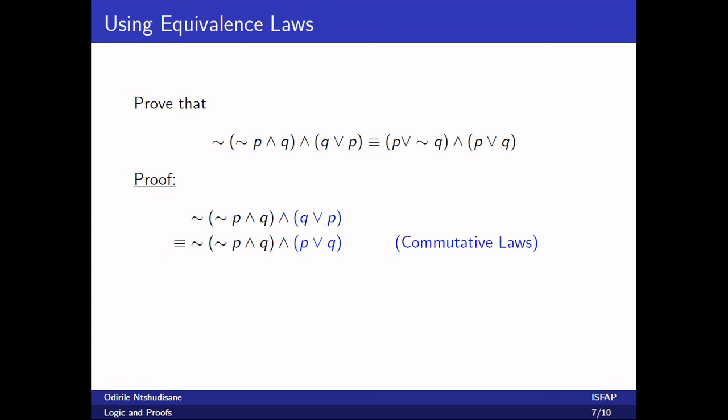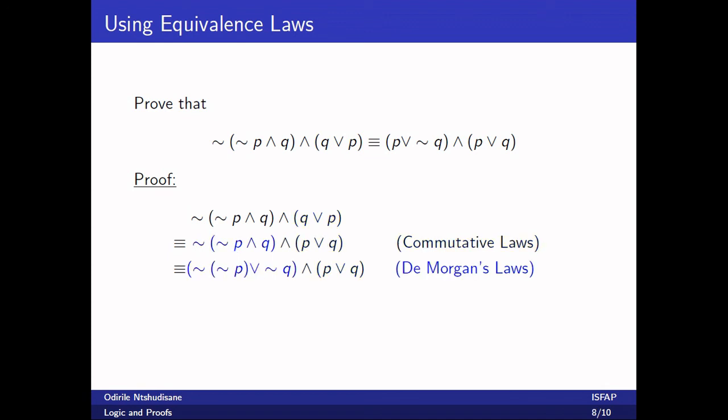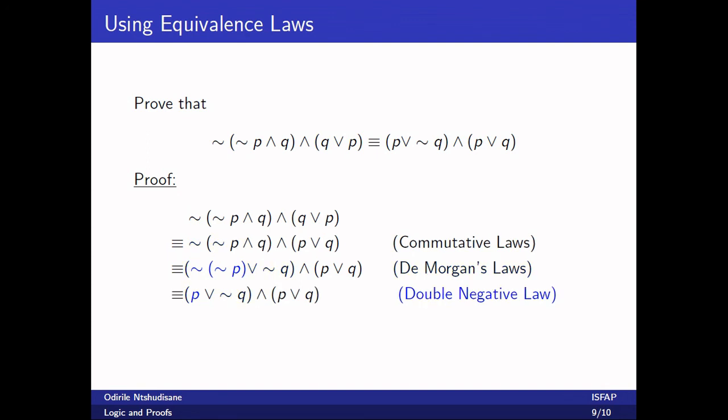Starting with the first statement, we notice that we can commute the disjunction, making the first statement look a little bit more like the last. We also notice the negation of a conjunction, which we know is logically equivalent to the disjunction of the negations by De Morgan's law. Finally, we notice the negation of a negation, which is equivalent to the original statement by the double negative law.